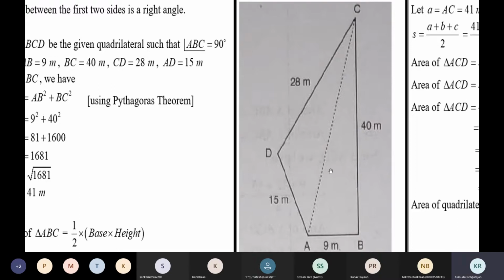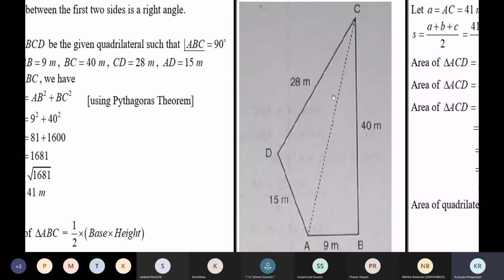Now we join AC. So this is the right angle. Why do we join AC? Because if you join BD, you will be disturbing the right angle. When you have a right angle, don't disturb the right angle. Do not join BD. If you join BD, you will disturb the 90 degrees. Yes or no, children?